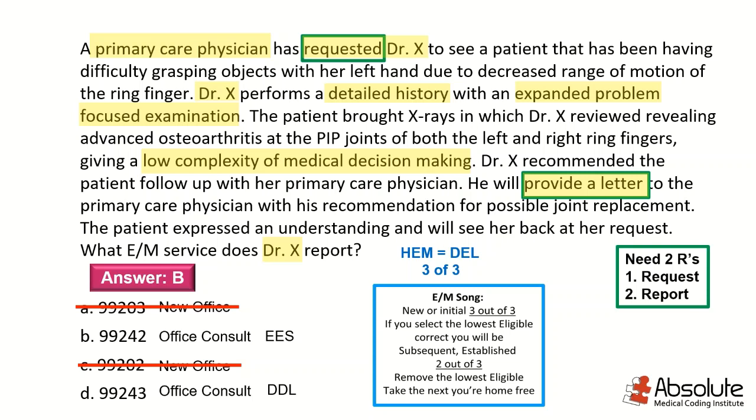If you select the lowest eligible, and we determine those are both eligible, correct you will be. So we're going to select the lowest eligible out of these codes here, and that's going to be answer B. Okay? So we can get rid of D and take B. All right, so B is our correct answer.